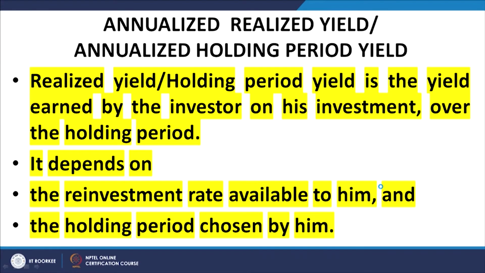Now, the holding period yield is the yield that is actually earned or projected to be earned by the investor on his investment based on his perception. So, contrary to what we have for the YTM, this yield relaxes the assumptions of the YTM. What are the assumptions of YTM? The reinvestment rate is equal to the YTM by default, and the investor holds the bond up to maturity. We relax both of these assumptions.